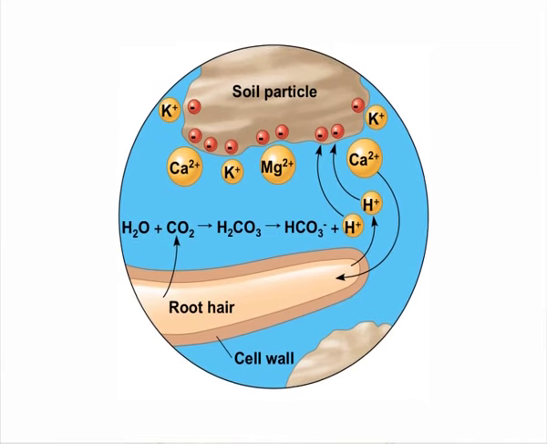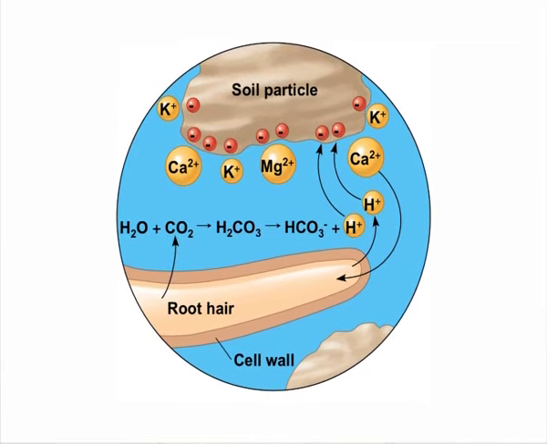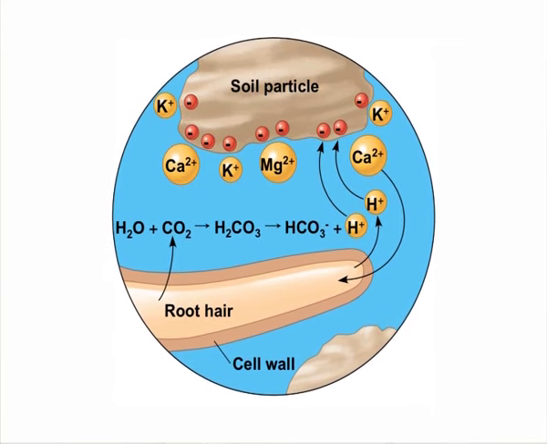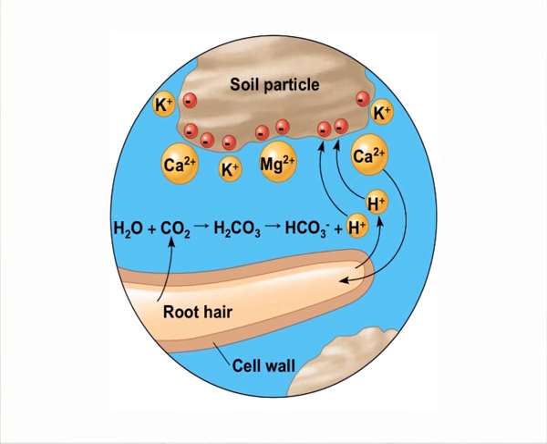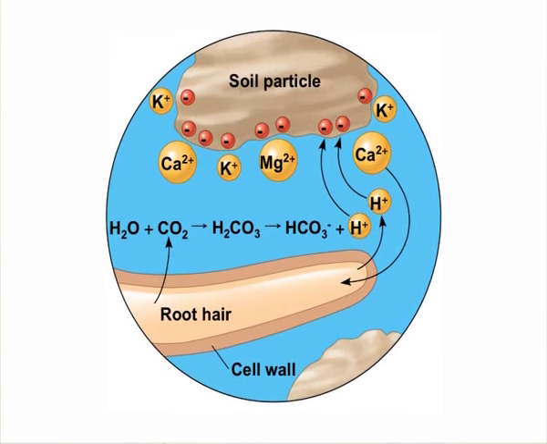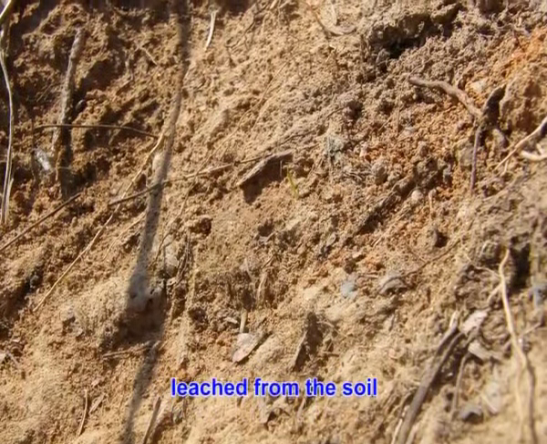Weathering releases ions to the soil solution. Many of these ions are plant nutrients. Some ions precipitate to form secondary minerals and some ions are leached from the soil.